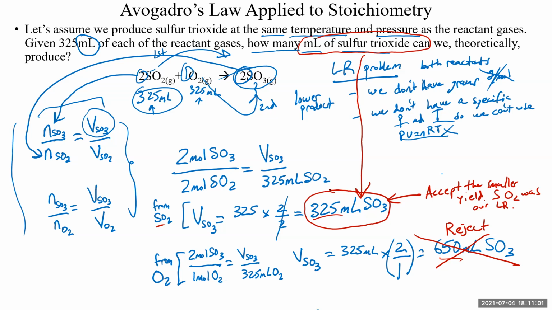We couldn't have done this without Avogadro's law. We had absolutely zero information to go from. We had no grams, we had no mass, so we couldn't convert to moles. And we didn't have pressure and temperature, so we couldn't use the ideal gas law to figure out moles either. So we had no other way but Avogadro's law telling us, don't worry, mole ratios, volume ratios, same thing as long as you know pressure and temperature are the same.